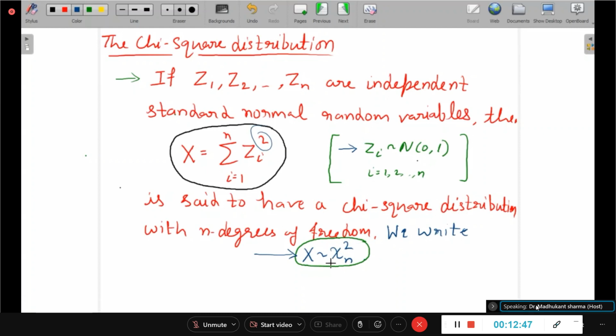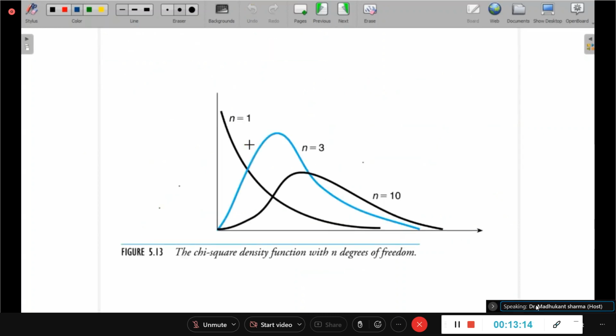So if somebody gives you x follows chi n squared, or chi 26 squared, it means you are summing the squares of 26 independent standard normal variates. This is what it means. Okay, right. Now we will try to see how to identify the CDF of this.